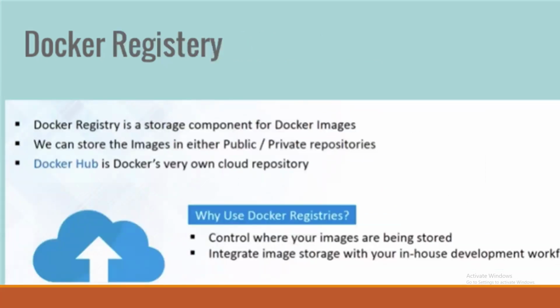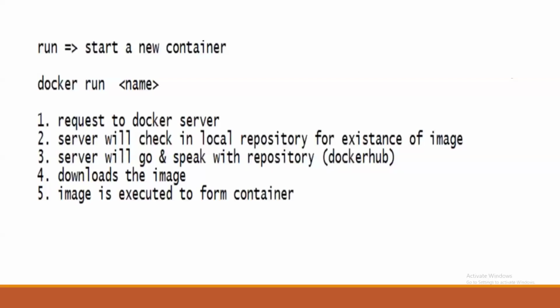So Docker registry. A Docker registry is a storage component for Docker images. We can store images in either public or private repositories. Docker Hub is Docker's very own cloud repository. Why use Docker registries? Control where your images are being stored, and integrated image storage with your in-house deployment workflow. And this is the architecture.